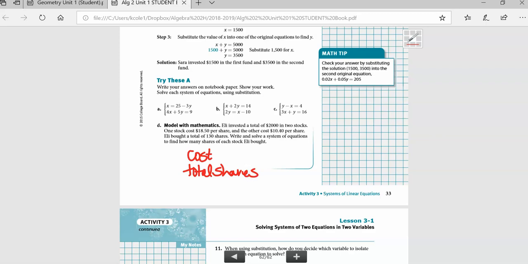Okay, I'm going to start with the total shares. You've got 2 different types of shares, and they are going to equal 130 because she has a total of 130 shares. Then we're going to talk about the cost. One of them costs $18.50 per share plus $10.40 times the other share, and it equals $2,000. So you set up your equations.